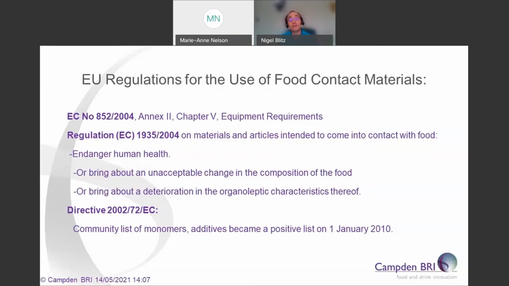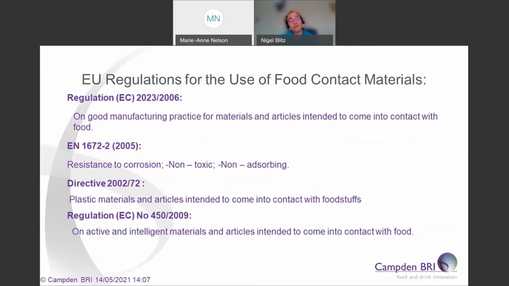So you've got materials and articles intended to come in contact with food. They mustn't endanger human health or bring about unacceptable change in the composition of food or bring about a deterioration in the organoleptic characteristics of the food. And Directive 2002/72 gives a list of monomers and additives that you can use within the food industry. In addition, there is Regulation 2023/2006 on good manufacturing practice for materials and articles coming into contact with food.